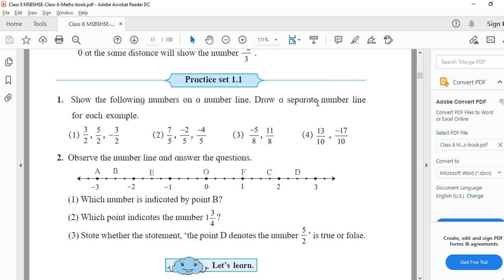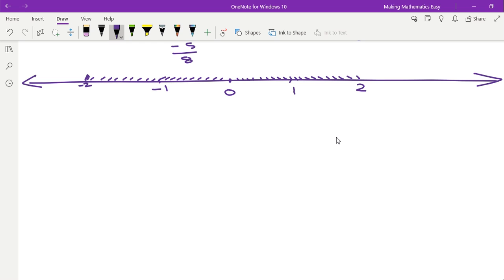Okay, so now let's see what number we need to show on the number line. So first is positive 13 upon 10. So 1 2 3 5 6 7 8 9 10 11 12 13, so this is the number 13 upon 10.